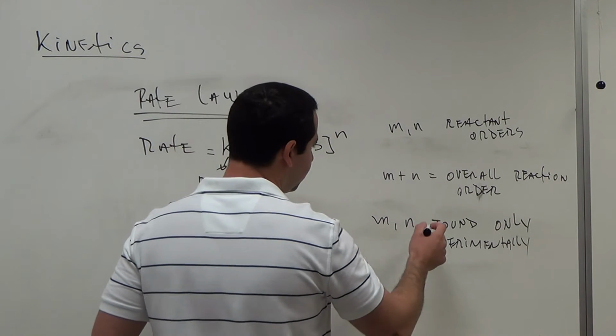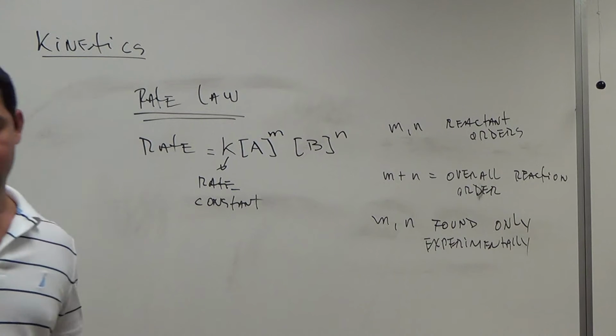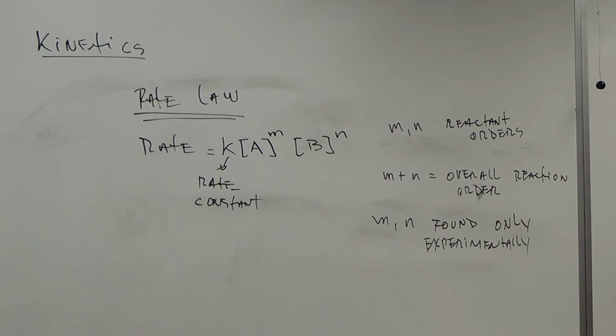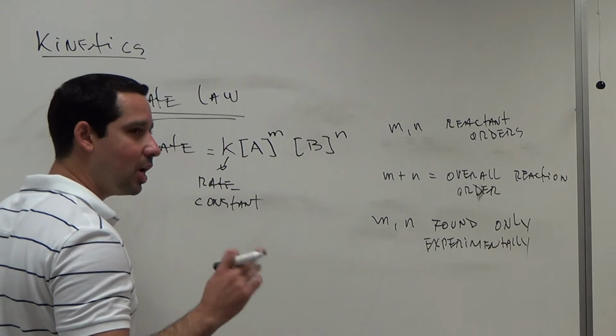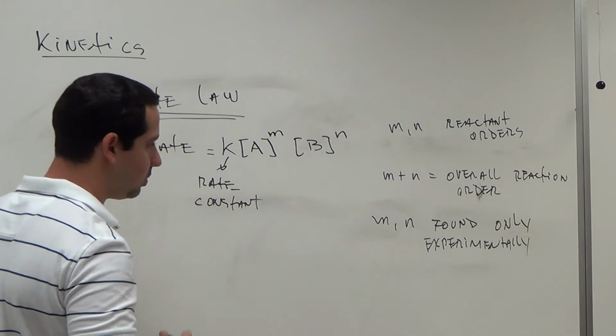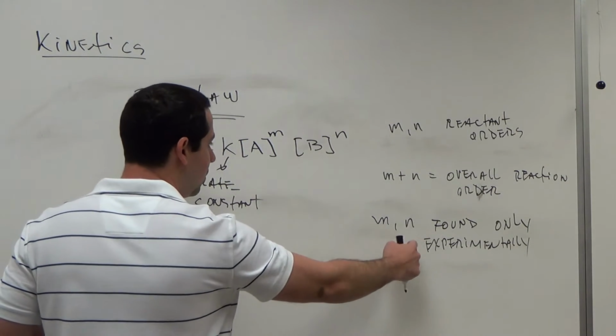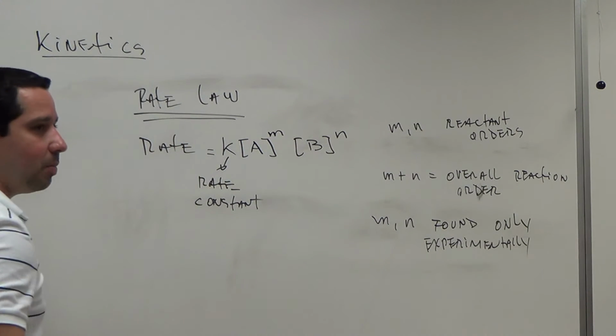So, we have to find them experimentally. There is another way. We can know the M and N for an elementary step, okay, something I haven't talked about. But we can't get it from looking at an equation if it's not an elementary step. It's something you don't have to know, okay, so don't worry about it. As far as you know, M and N are found experimentally, okay?